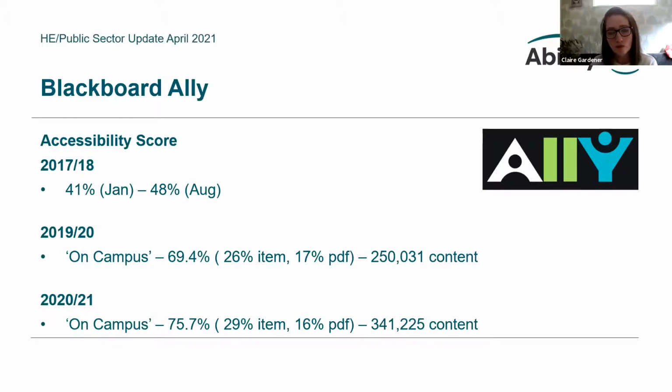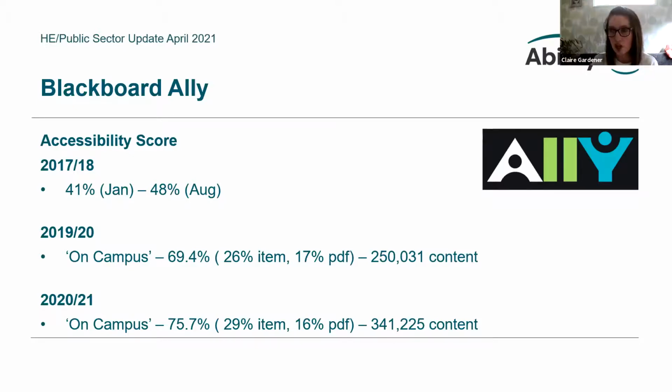So you can see that when we went live in that January, Ally gives us a percentage score, and our initial institutional score came out at 41%. By August, it had risen to 48%, so that was great to see that percentage change from the first few months' worth of work.